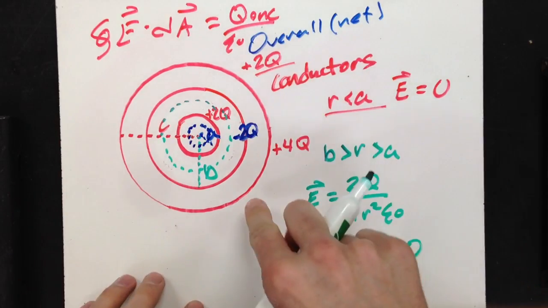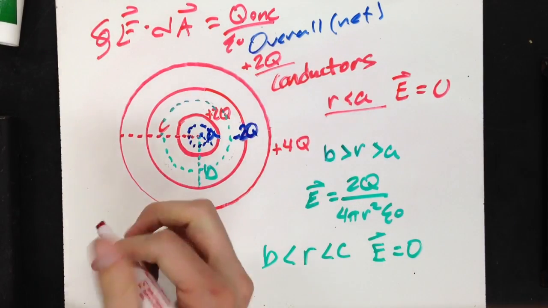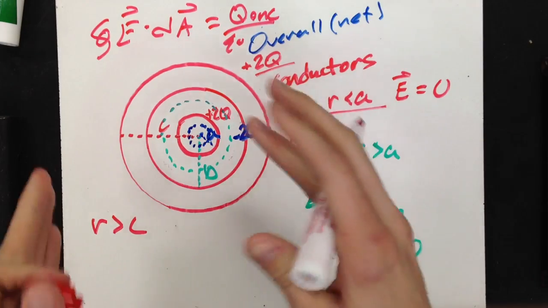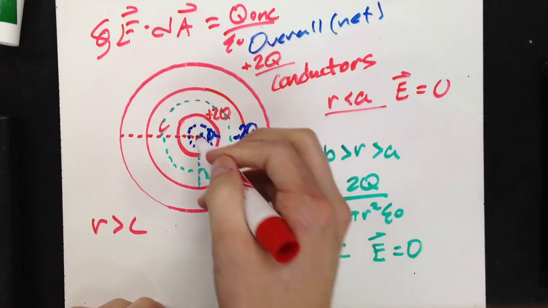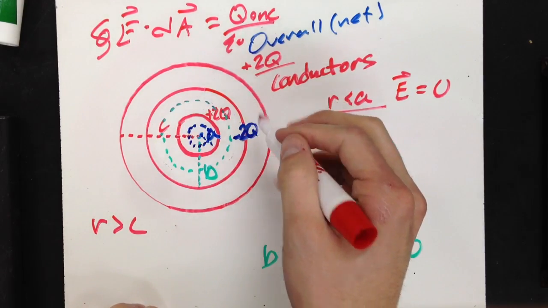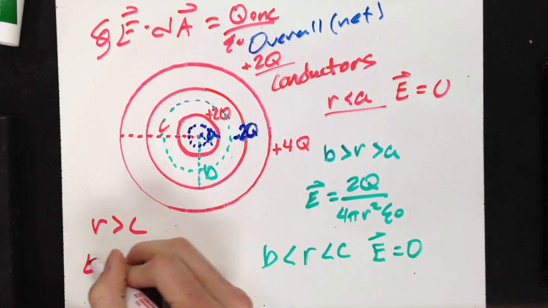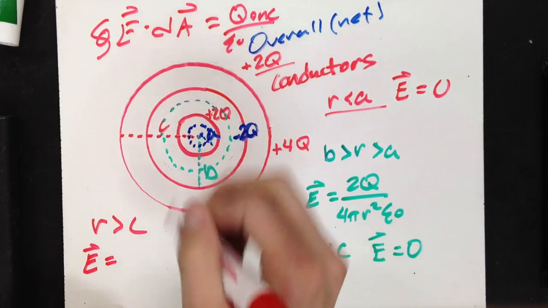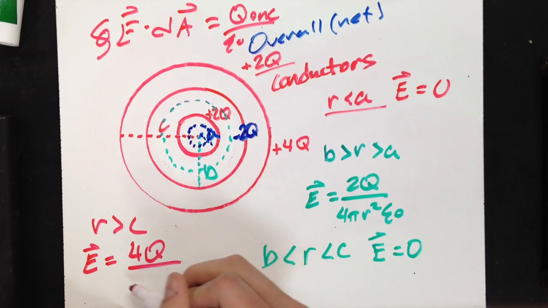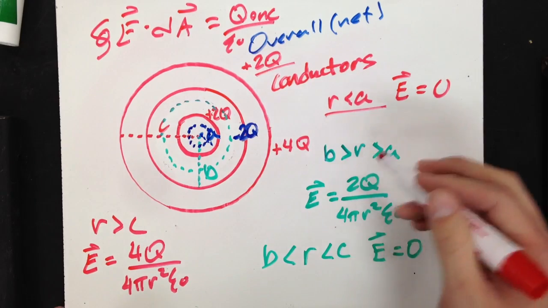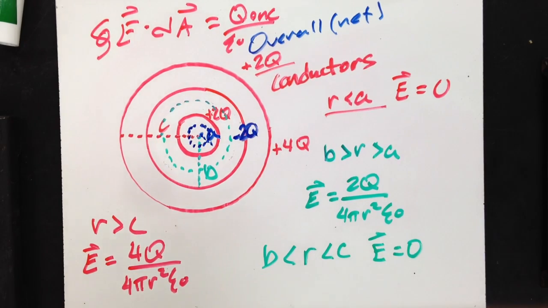Then once I get outside of the sphere, in other words for r greater than c, now I'm enclosing the entire charge of this whole thing. So I've got a charge of 2q and then an overall charge of 2q again on the outer surface, giving me a total q enclosed of 4q. So my electric field outside of this whole system would be 4q over 4 pi r squared epsilon naught. The 4's cancel, giving me q over pi r squared epsilon naught. I could also do some canceling over here, but that's not important.